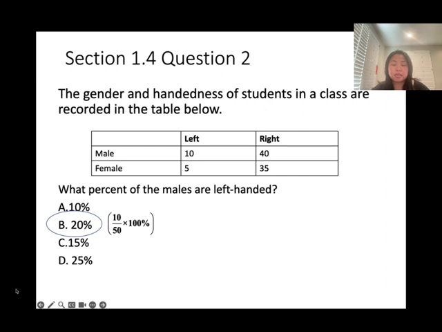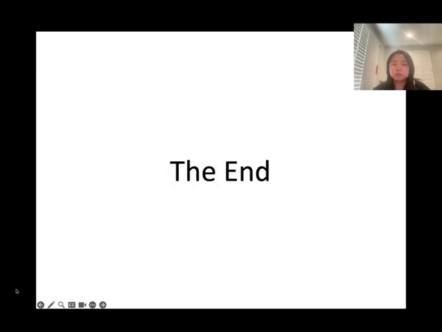For these sessions, I need you to know how to calculate the proportion and how to calculate the percentage as well. And make sure you remember the two-way table contains two variables, and you need to know how to find the grand total. That's it.